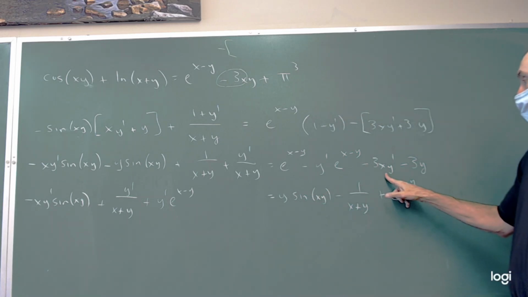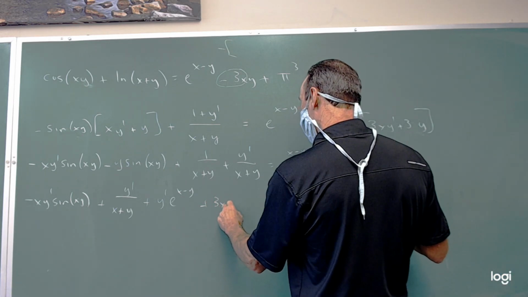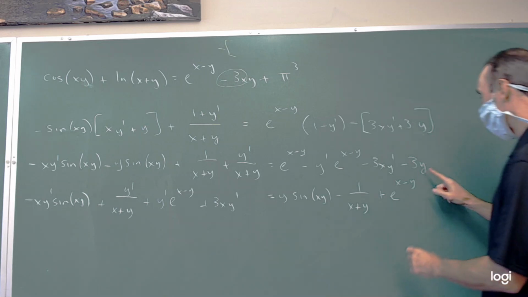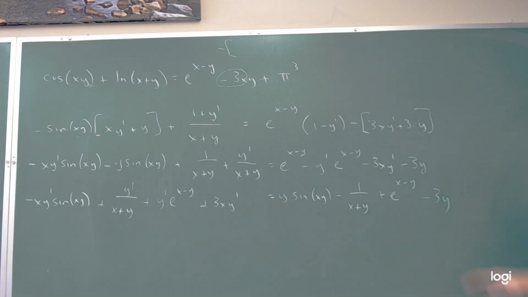The next term, 3xy prime, does have a y prime. I'm adding it to the other side. That's a plus 3xy prime. And the minus 3y doesn't have a y prime. It stays where it is on the right side. Now we've sorted them. Everything on the left has a y prime. Nothing on the right has a y prime.